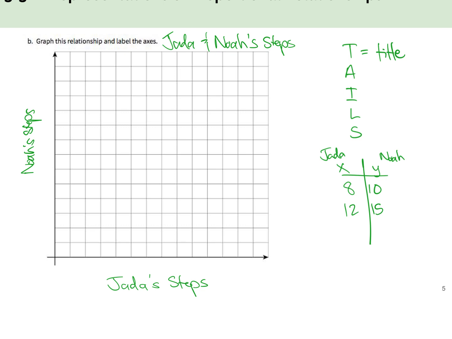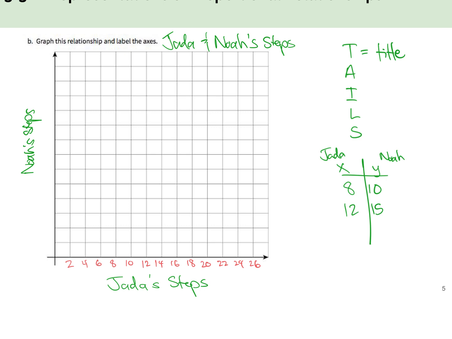So let's go ahead and label the bottom part. So this is kind of our scale. We're going to have it as, let's do it by 2s. 2, 4, 6, 8, 10, 12, 14, 16, 18, 20, 22, 24, and then 26. Okay, and so that's Jada, right?